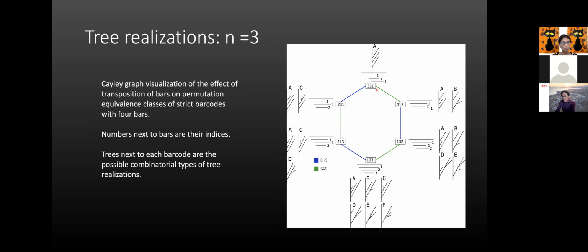So what this figure is showing you here is the different permutations, the associated barcodes, and then the associated possible tree realizations of those barcodes. And you can see what happens to the possible tree realizations as you permute bars here. So this is just showing the effect on the possible tree realizations of applying different permutations. And we see again, it's a very interesting combinatorial structure that is quite interesting to explore.